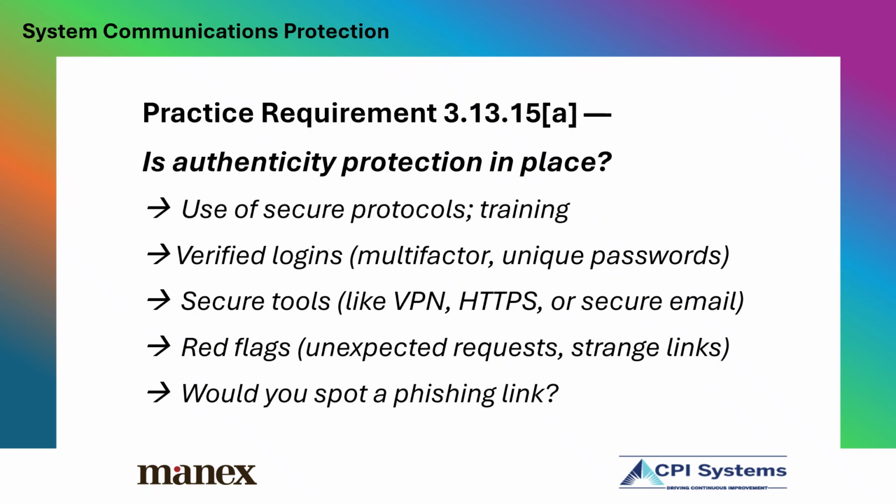Requirement 3.13.15a requires us to have authenticity protection in place. Well, how do we know this is in place? This control requires the use of secure protocols and training. This includes verified logins, like multi-factor authentication and unique passwords, the use of secure tools, like VPN or HTTPS or secure email. And as a system user, we should be able to spot suspicious communications like unexpected requests or strange links. Would you be able to spot a phishing link?